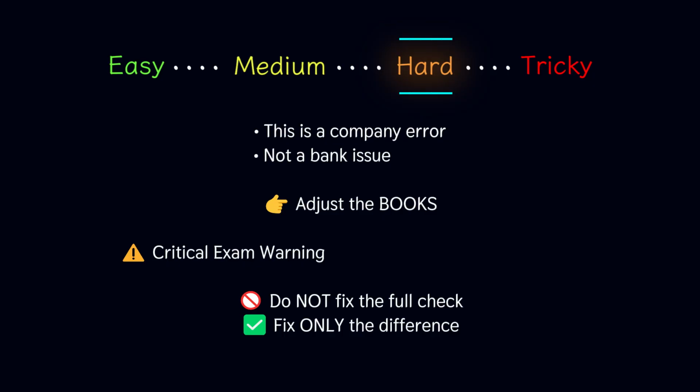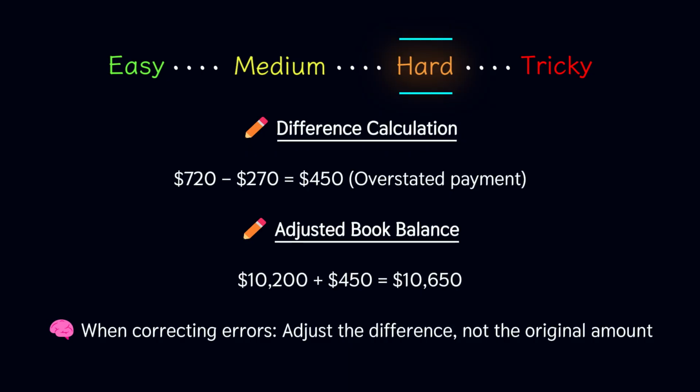So let's calculate the difference. 720 minus 270 equals $450. The company recorded too much cash going out, so we need to increase cash by 450. Adjusted book balance, 10,200 plus 450 equals $10,650. Here's the exam insight that saves you. When correcting errors, adjust only the difference, never the full amount.